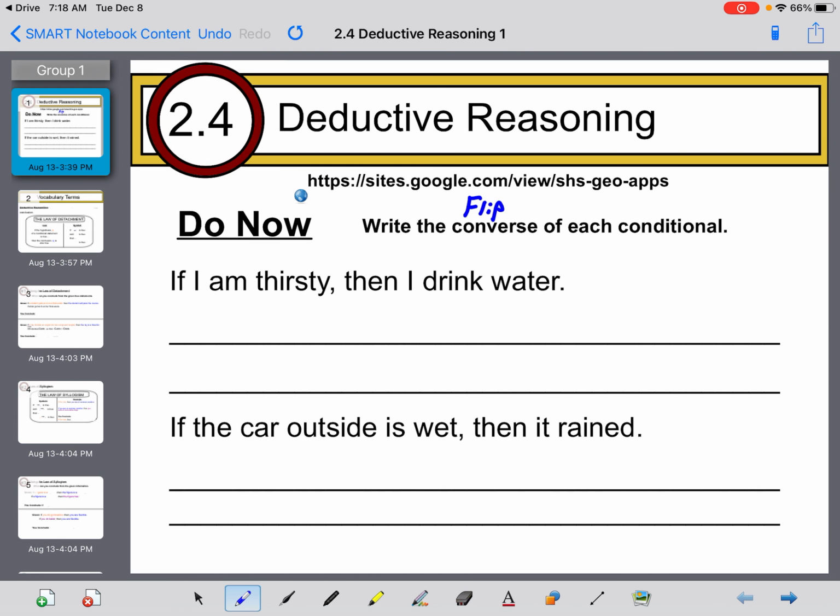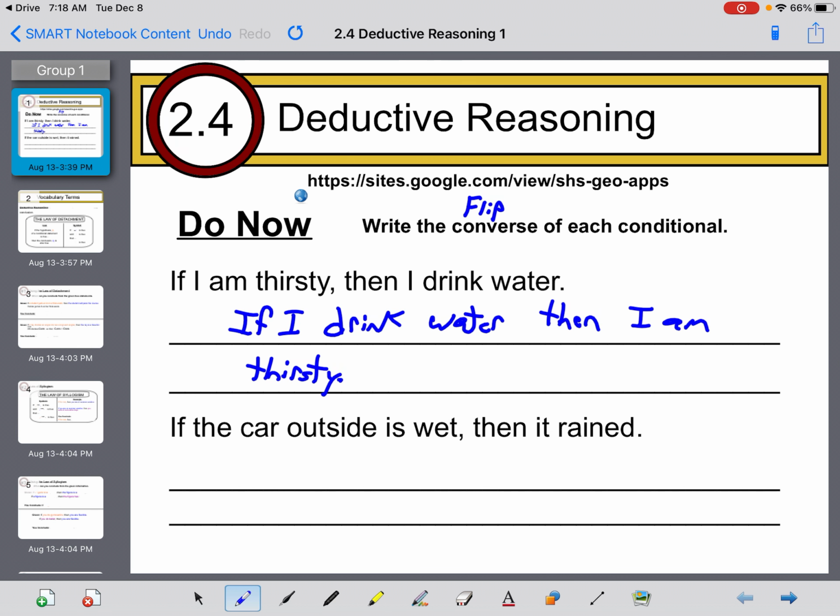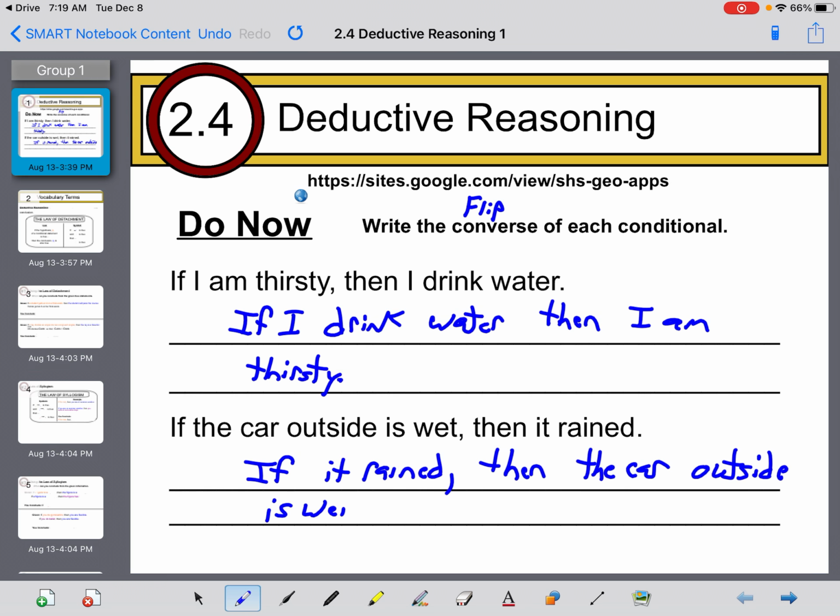Okay, the converse of the first statement, if I am thirsty, then I drink water, is if I drink water, then I am thirsty. Okay, the converse of your second statement, if the car outside is wet, then it rained. If it rained, then the car outside is wet.